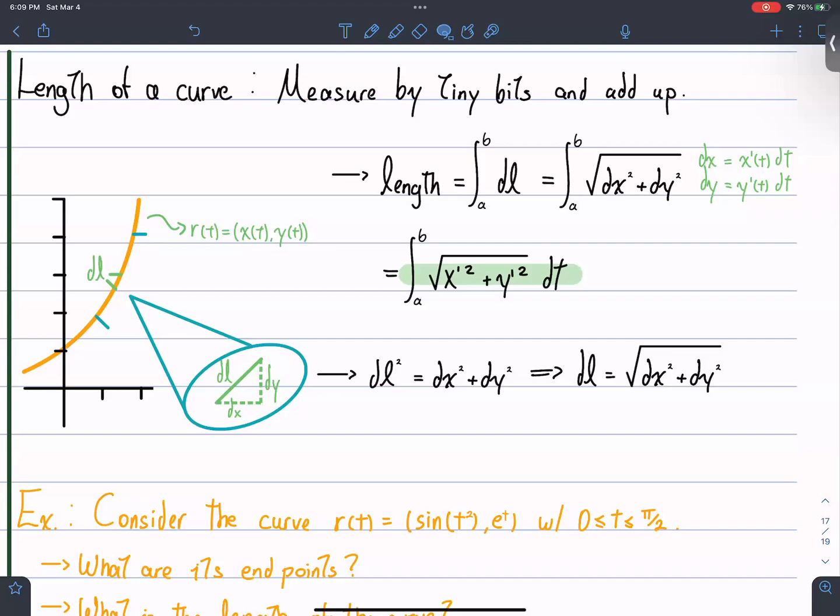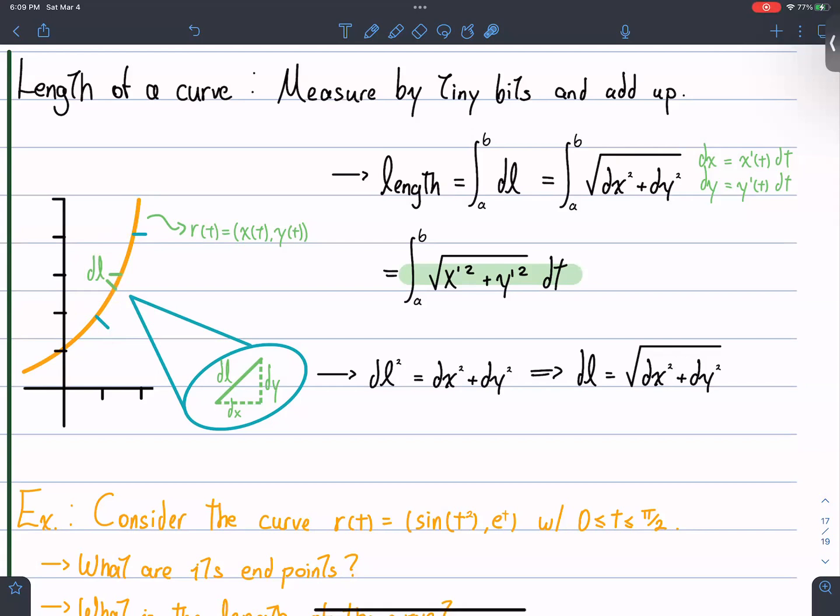Hello, we will see length of a curve. Recall that if you have a curve R, which may look like this, then we want to measure a tiny bit of length from here to here. What do we do then? We chop it up into small pieces. If L is the whole length, then DL is this little length.